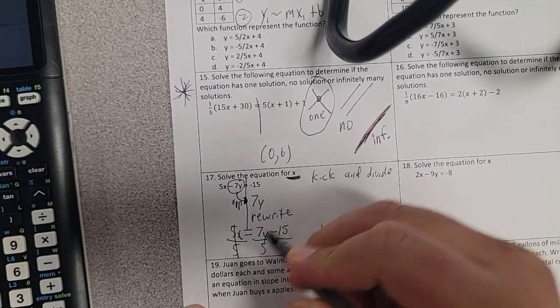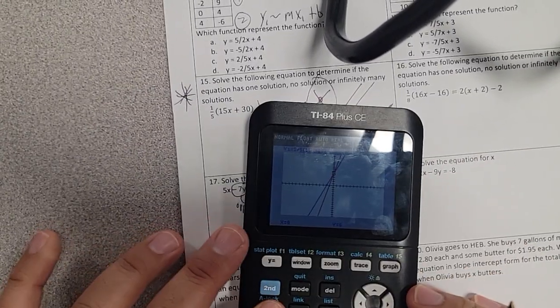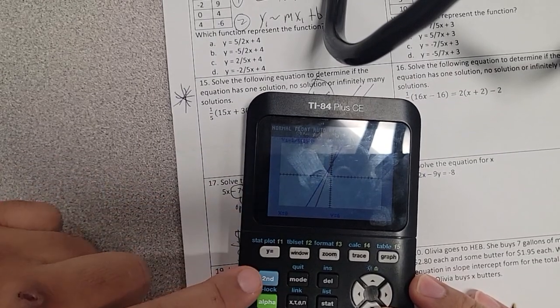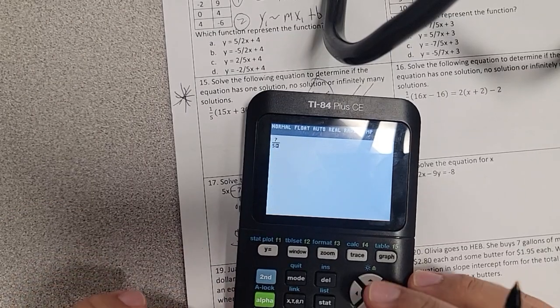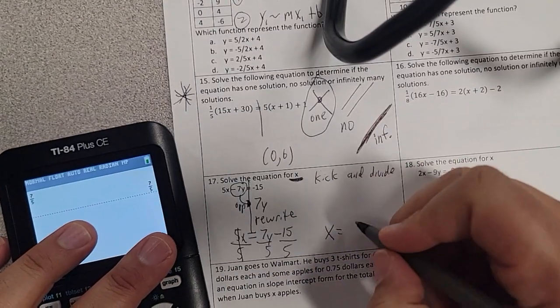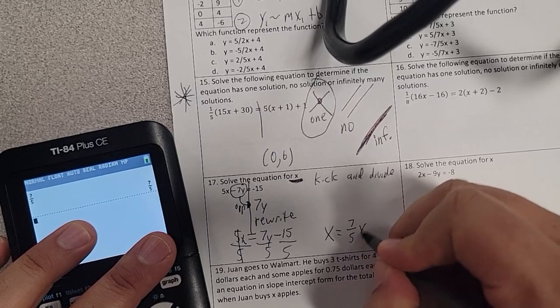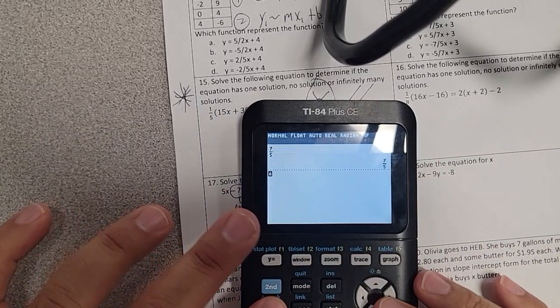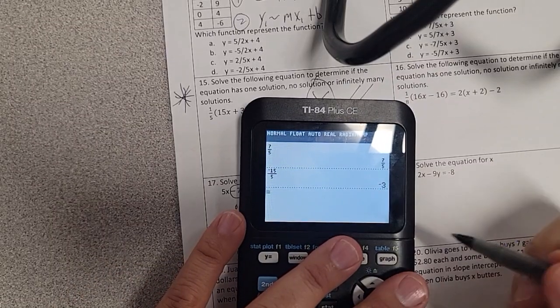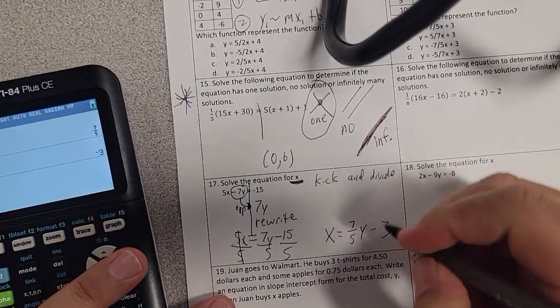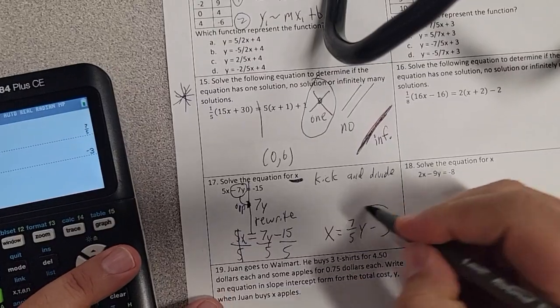X equals, let's put 7 over 5. Now, you guys, to get out of the calculator, you could push second quit to get out. All right, so 7 over 5 is 7 over 5. That stays the same. 7 divided by 5y. Then we have alpha x, negative 15, because it's a minus, and then a 5. If I have a negative 3, I'm going to put minus 3. All right. That's your answer.